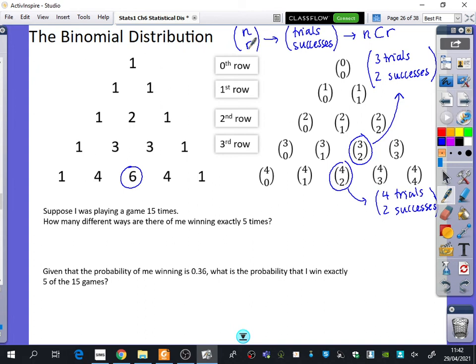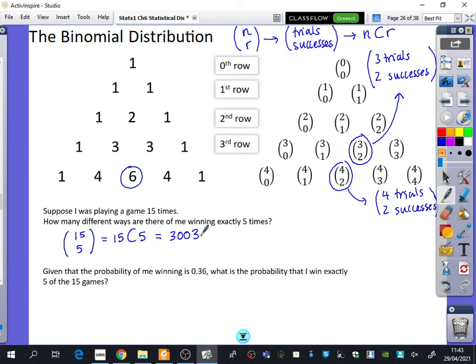So now we're playing a game 15 times. How many different ways are there of me winning exactly 5 times? So what's my binomial coefficient going to look like? What's going to be my numbers inside here? 15 and 5. So I'm going to type onto my calculator, 15 choose 5. I'm going to make that choose nice and big. 15 choose 5. 3,003. So there are 3,003 different ways of taking 15 trials and only winning 5 of them.